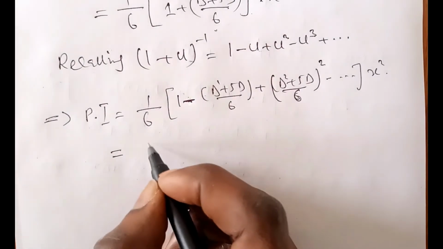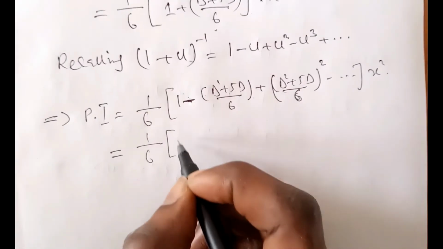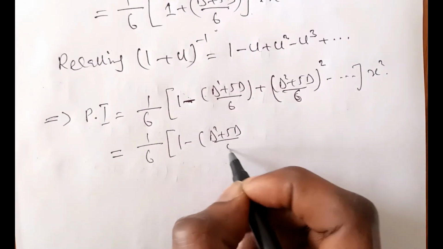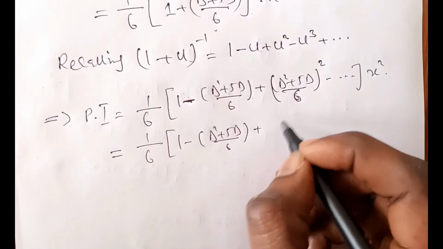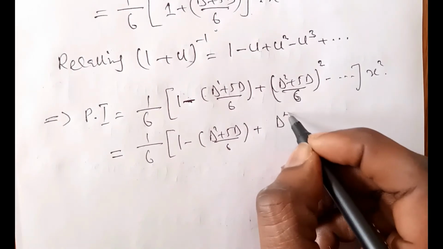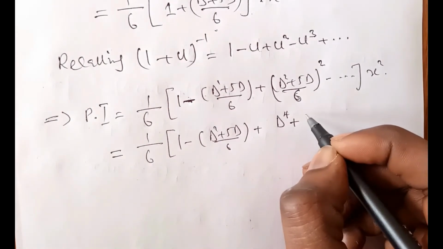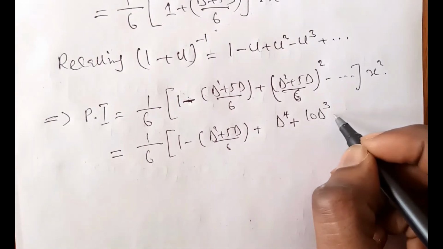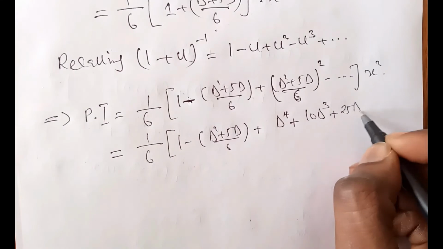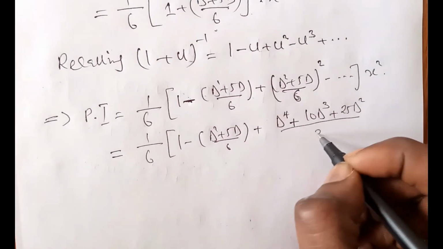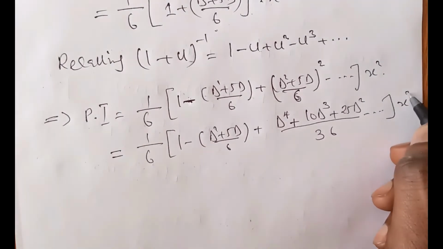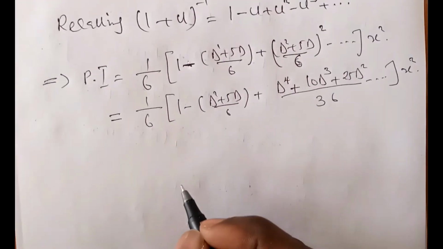So simplifying this further, we have 1 over 6 all into 1 minus d squared plus 5d all over 6, then plus, expanding this, we have d to the power of 4 plus 10d cubed plus 25d squared, all divided by 36, times x squared.